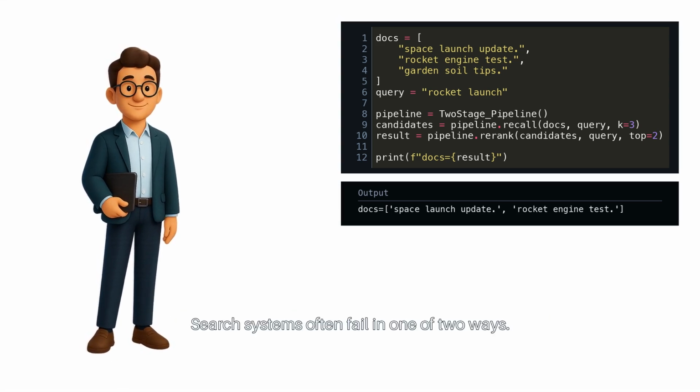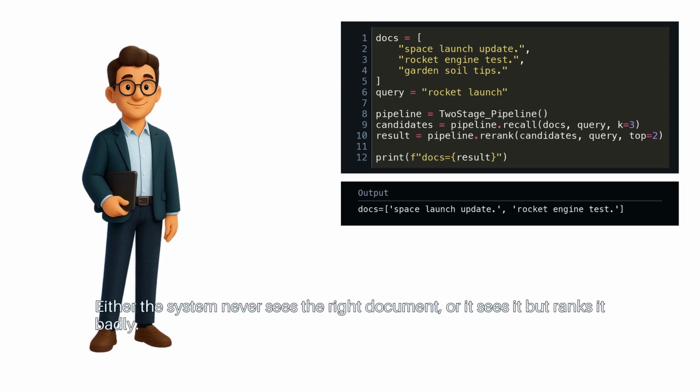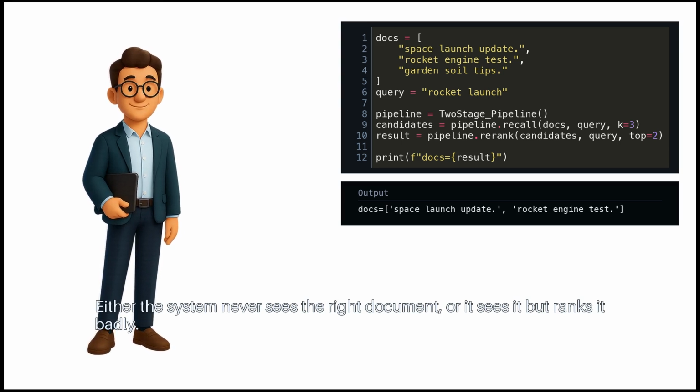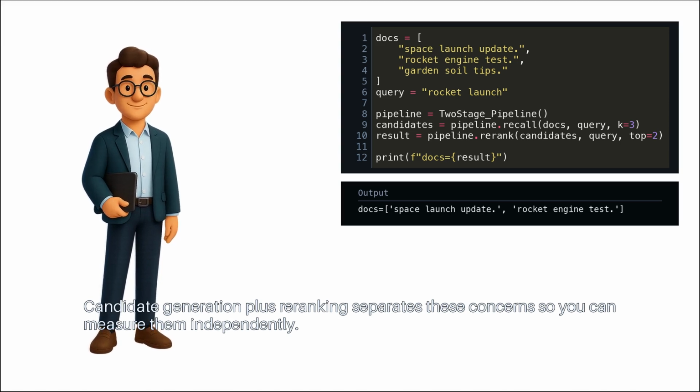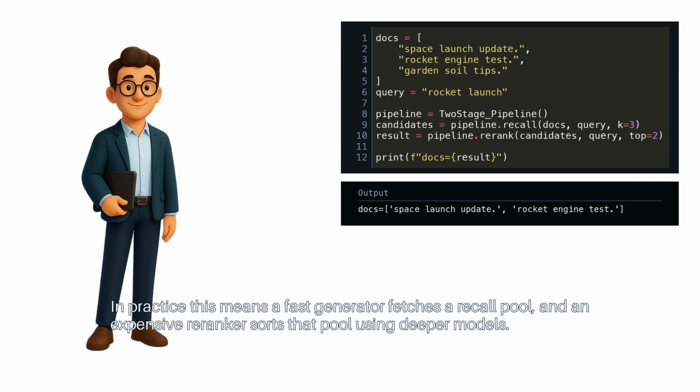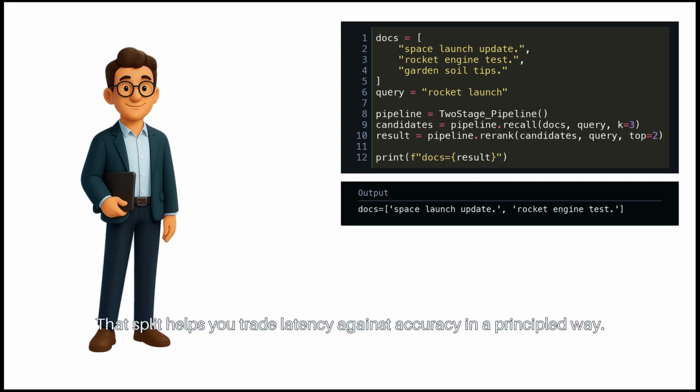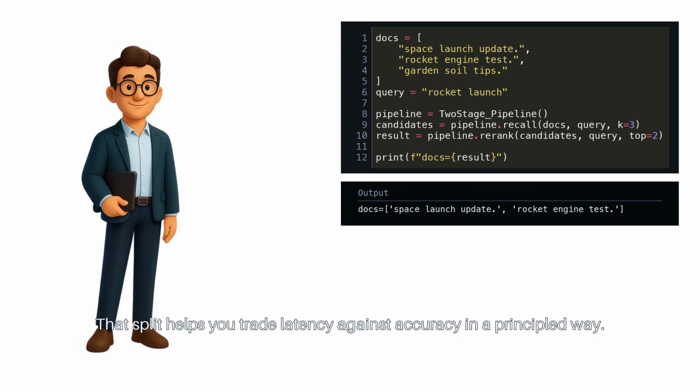Search systems often fail in one of two ways. Either the system never sees the right document, or it sees it but ranks it badly. Candidate generation plus re-ranking separates these concerns so you can measure them independently. In practice, this means a fast generator fetches a recall pool, and an expensive re-ranker sorts that pool using deeper models. That split helps you trade latency against accuracy in a principled way.